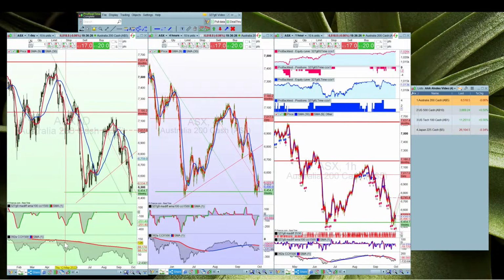In this case, this is for the ASX200 on a daily chart. The CCI 1500 is in a downtrend. On the 4-hour chart, it just started turning into a downtrend as well. So we're going to be taking these shorts only, no long positions.